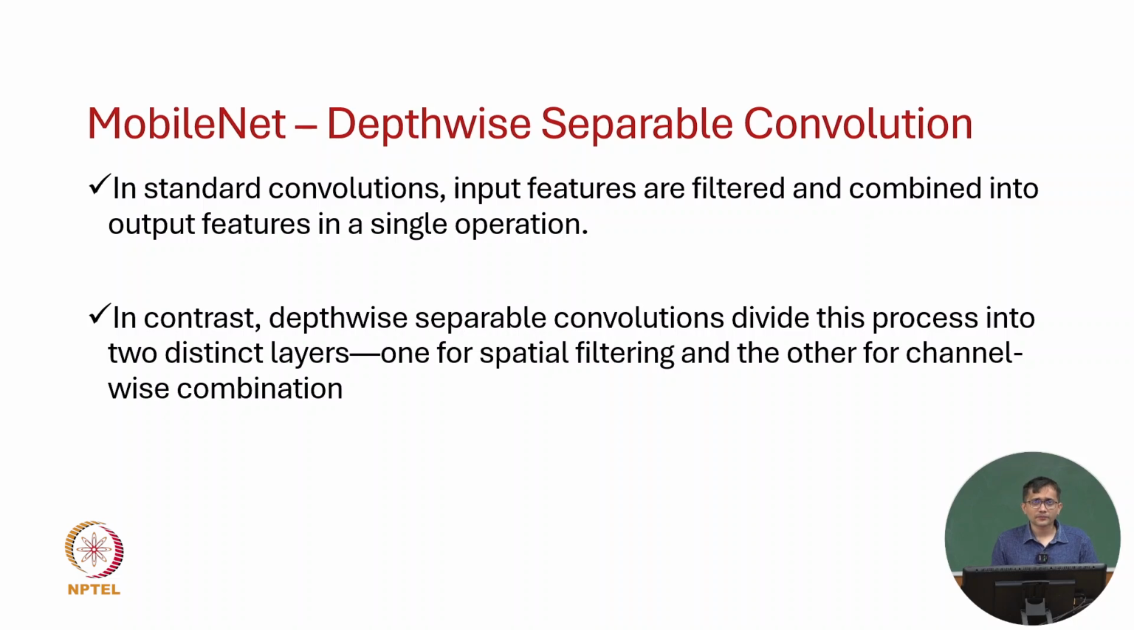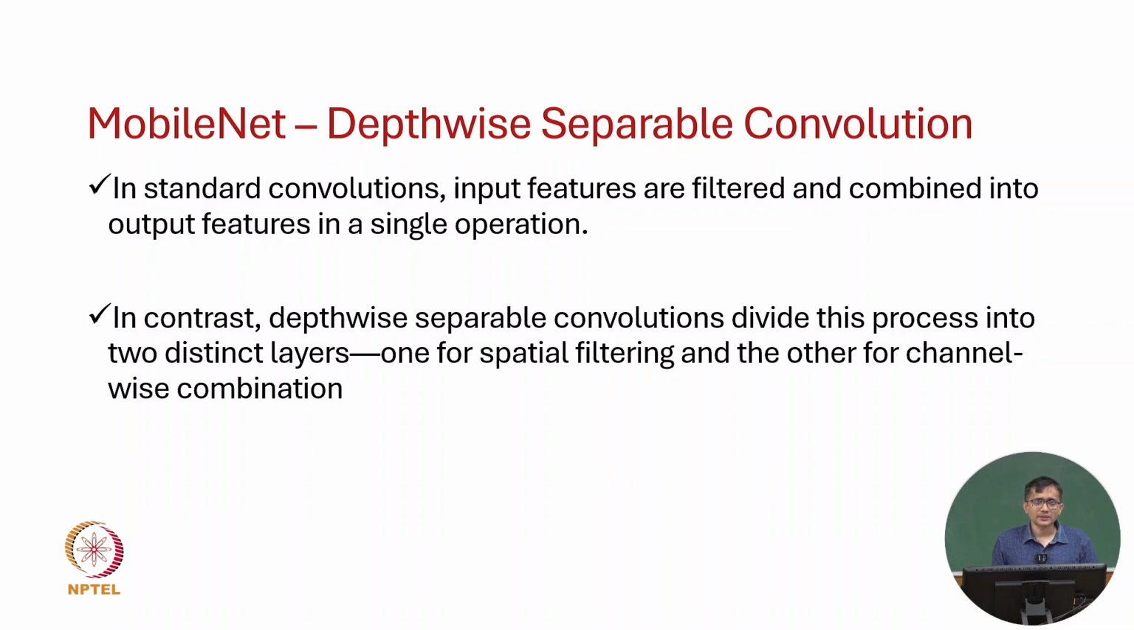So in the last slide, we said that we are going to talk about efficient CNNs, right? The efficiency here, among other things, comes in terms of the number of parameters. So we will discuss more for the next few minutes in terms of number of parameters. What happens in standard convolution is that the input features are filtered and combined into output features in a single operation.